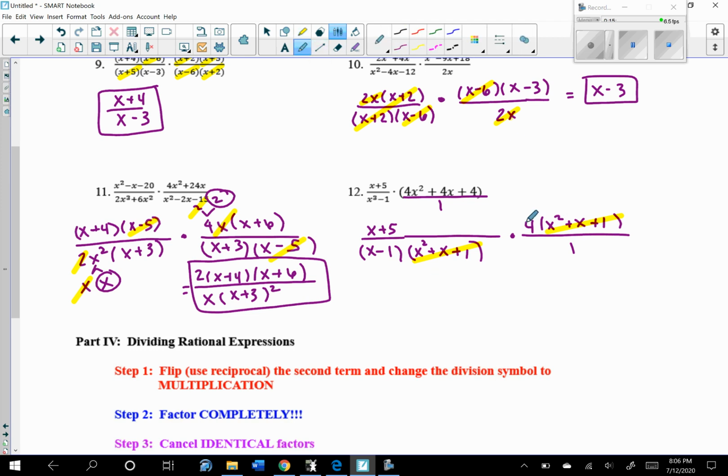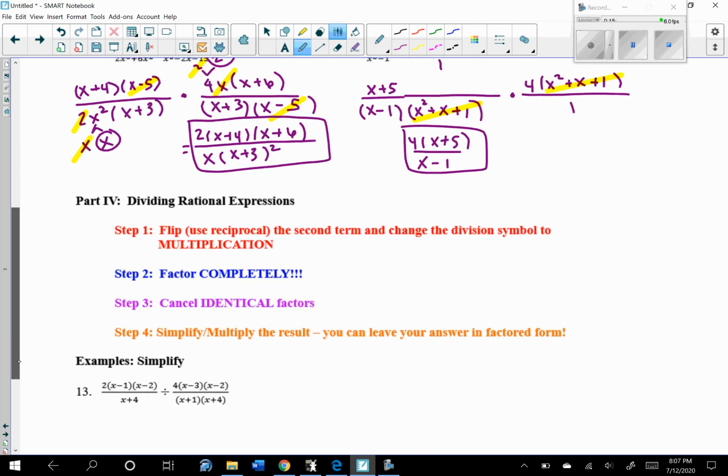So we're left with 4 times x plus 5 over x minus 1 times 1, so just x minus 1. And we can go ahead and leave it like this. And again, if you want to distribute that 4 in, you can, because that's technically simplified, but for now we can just leave it in factored form.